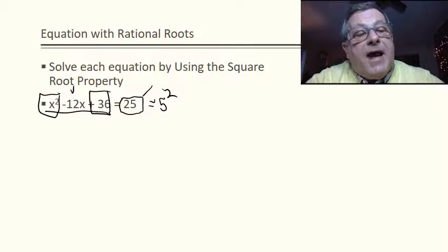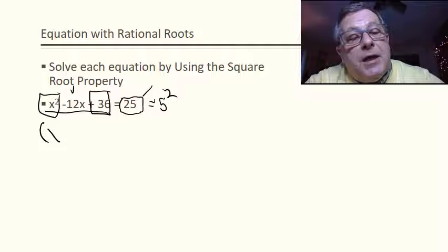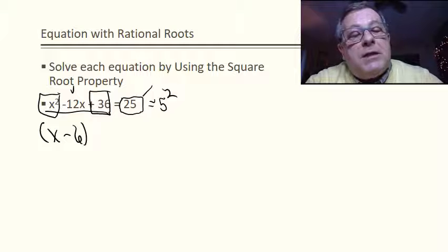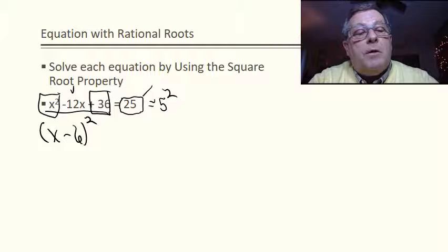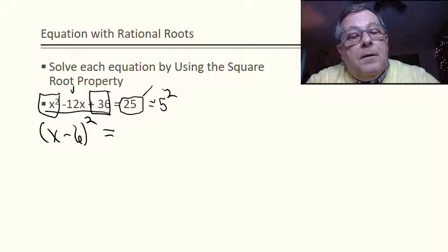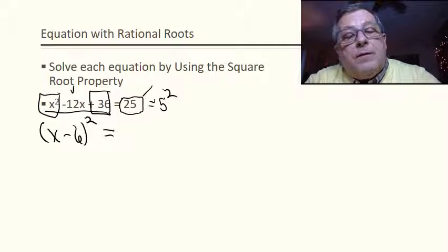And so I could factor this side of the equation as x minus 6 times x minus 6, or x minus 6 squared. And if I were to FOIL x minus 6 back, I'd get x squared minus 12x plus 36. And if you doubt that, you can try it. So here we're going to leave this as 25.